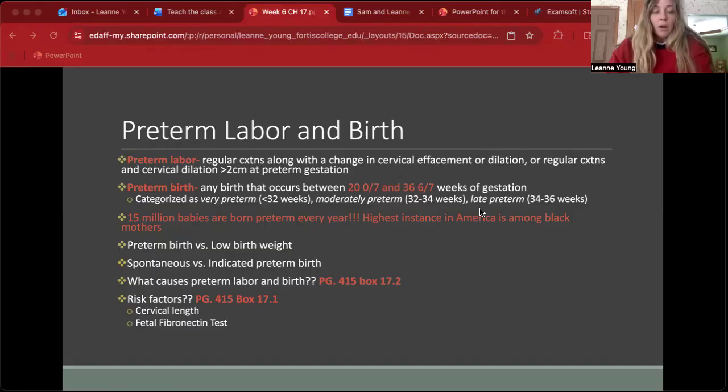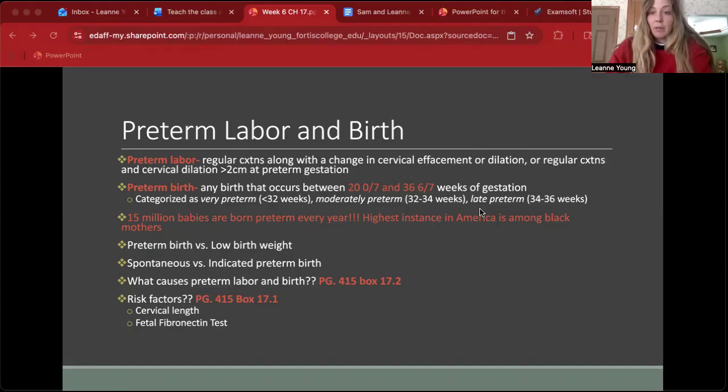Okay. What can cause preterm labor and birth? Page 415, box 17.2 lists all of them for you. Okay, there are a lot of things that can cause preterm labor and birth. A big one is drug use. So if moms are abusing any type of narcotic substances, cocaine, any illegal street drugs, that can sometimes cause preterm labor and birth. What are some risk factors that we can see that may indicate that moms are going to go into preterm labor and have an early baby?